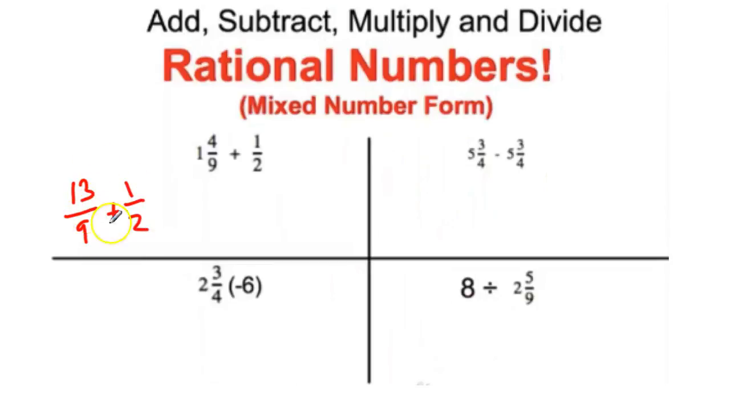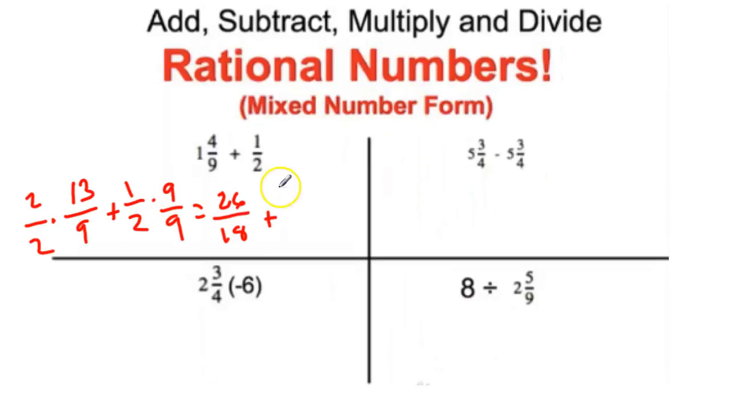I need to keep the denominators the same. So I'll change them both to 18. 9 times 2. So this one I'll multiply 2 over 2. And this one times 9 over 9. So this equals 2 times 13. What's that? 26 over 18.